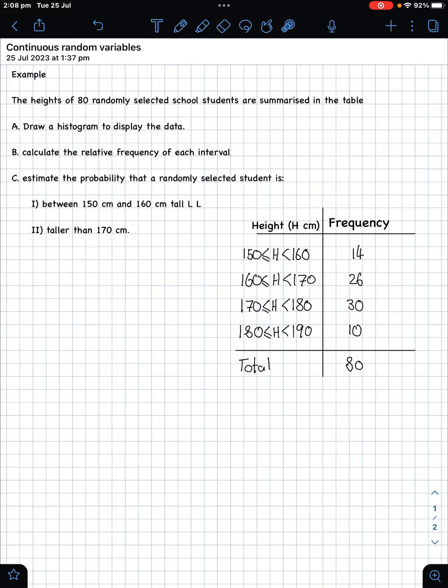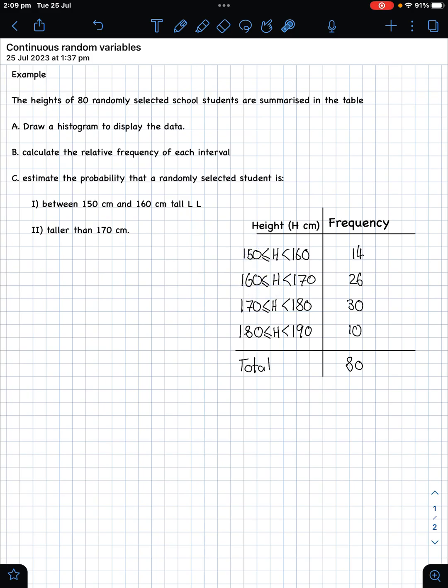All right, so we're jumping into continuous random variables, and this is just a rehash from previous years. So I'm just going to go straight into an example. The example is the heights of 80 randomly selected school students are summarised in this table here. We've got this table, and we've decided there are these bins.